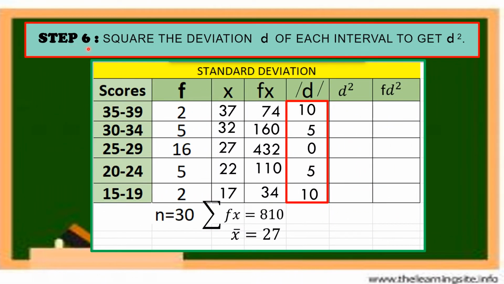Step number 6. Square the deviation d of each interval to get d squared. So this is our d. We need to square d. 10 times 10 is 100. 5 times 5 is 25. 0 times 0 is 0. 5 times 5, 25. And 10 times 10 is 100.